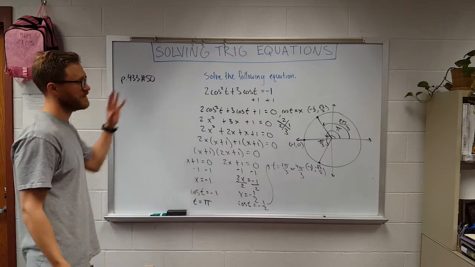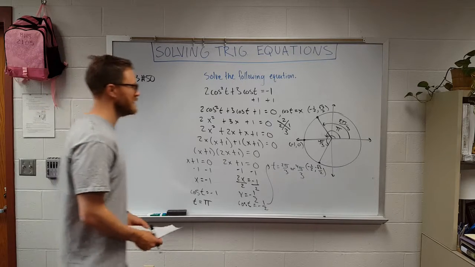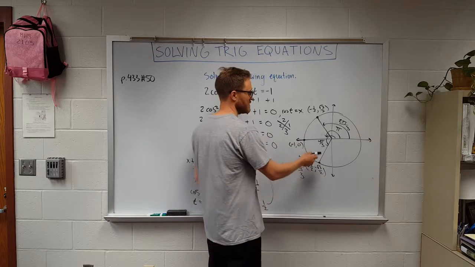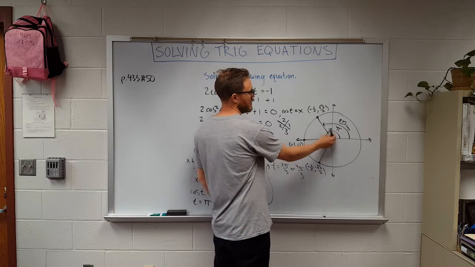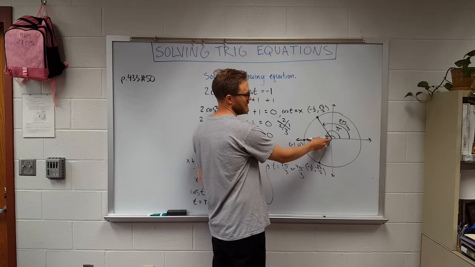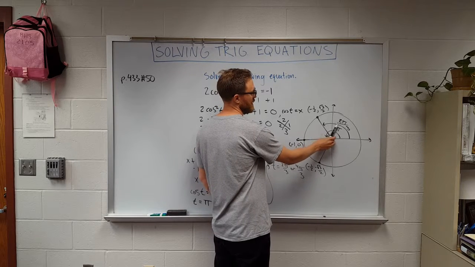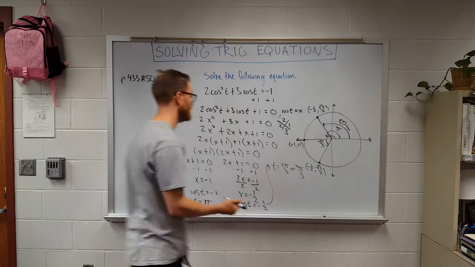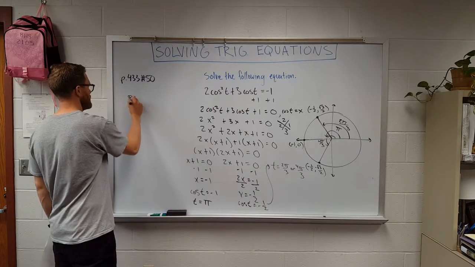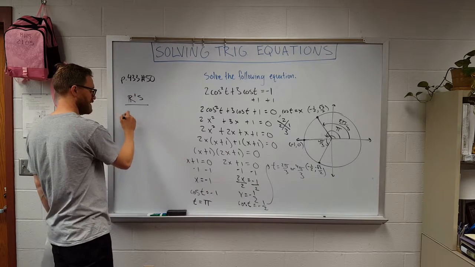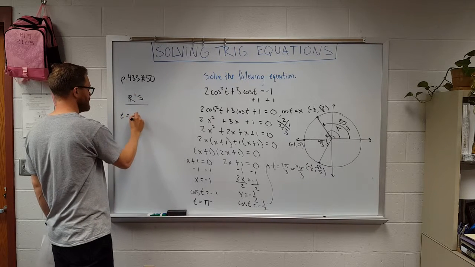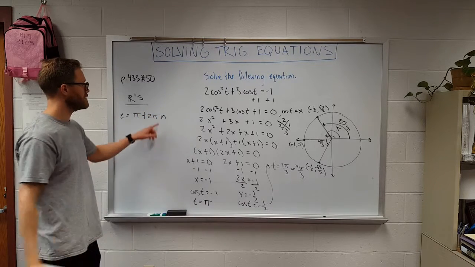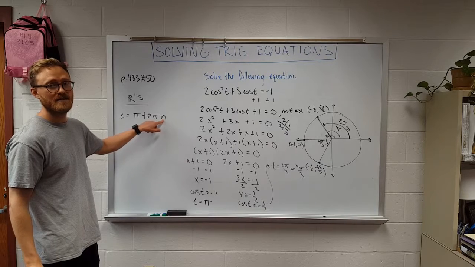If we want to do it for all real numbers, we have to think about how spaced apart these solutions are. So if I rotate 2 pi radians, if I add another 2 pi radians, I come back to that same spot. And if I go the other way, I also come back to that same spot. So for all real numbers, we're going to have that t equals pi plus 2 pi n. And I'm not going to write this down, but you guys should write it on your paper. N is an integer.